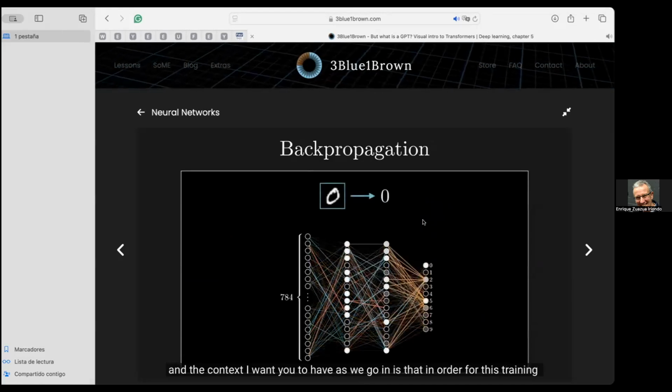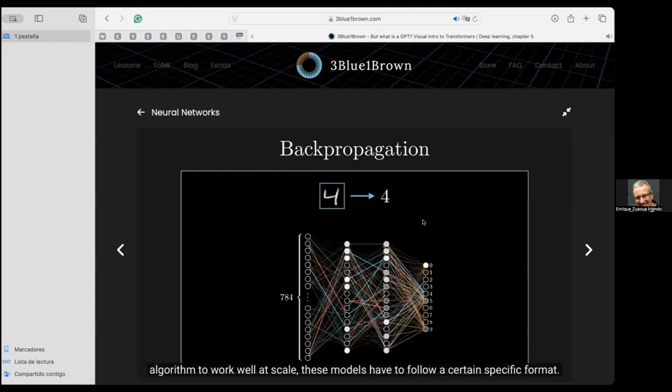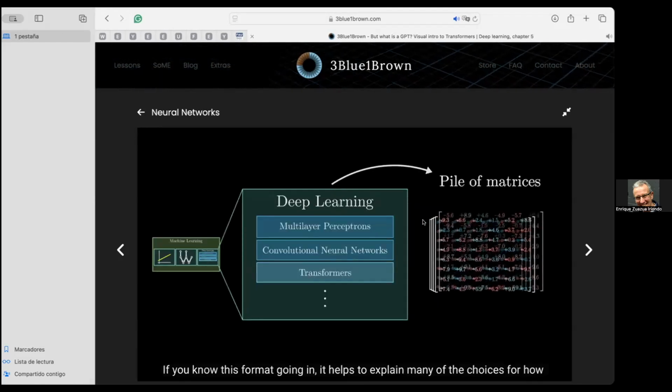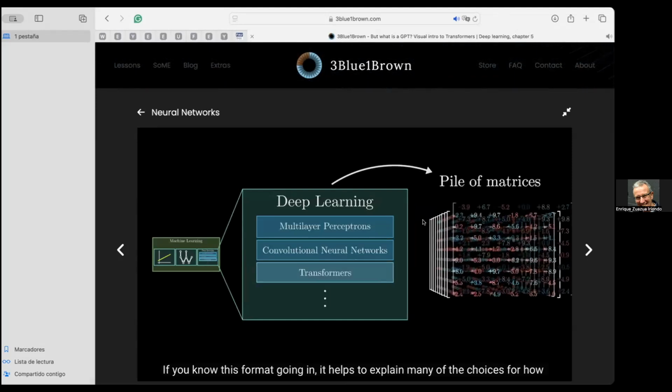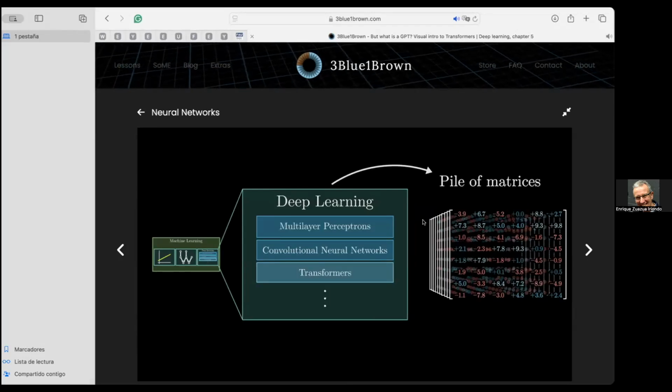And the context that I want you to have as we go in is that in order for this training algorithm to work well at scale, these models have to follow a certain specific format. And if you know this format going in, it helps to explain many of the choices for how a transformer processes language, which otherwise run the risk of feeling kind of arbitrary.